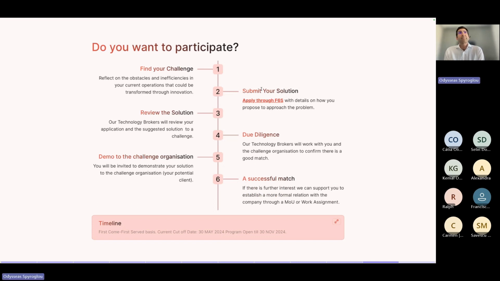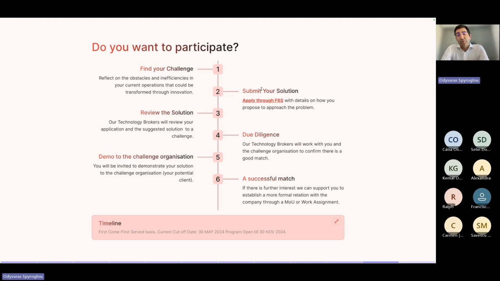How can you participate? First of all, you can find your challenge. So you will go to our website. You will find the domain, the challenge. You will read the challenges. You will see the challenge that you are mostly interested in, and then you will submit a solution through F6S. I will go through the application form so that you can see how easy it is.